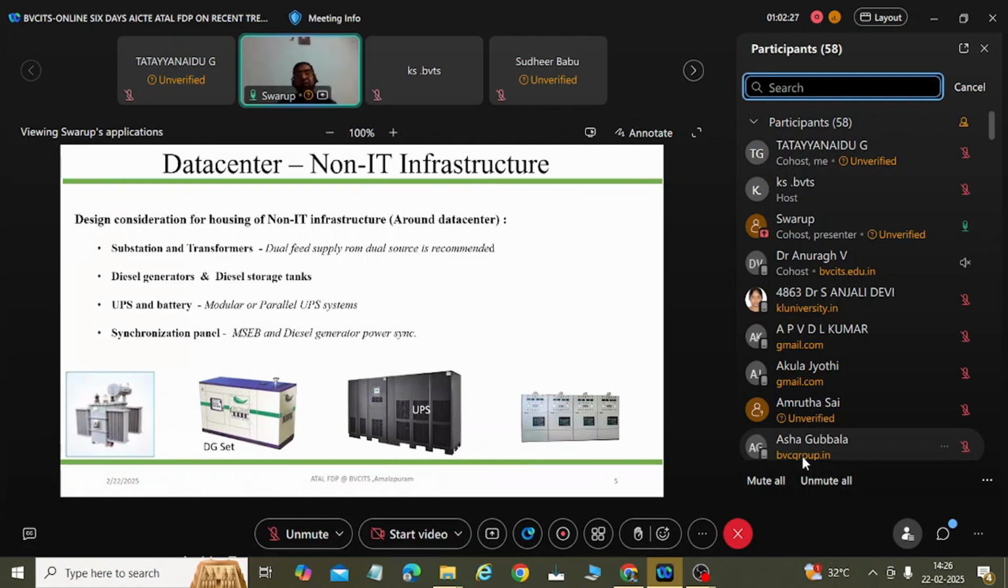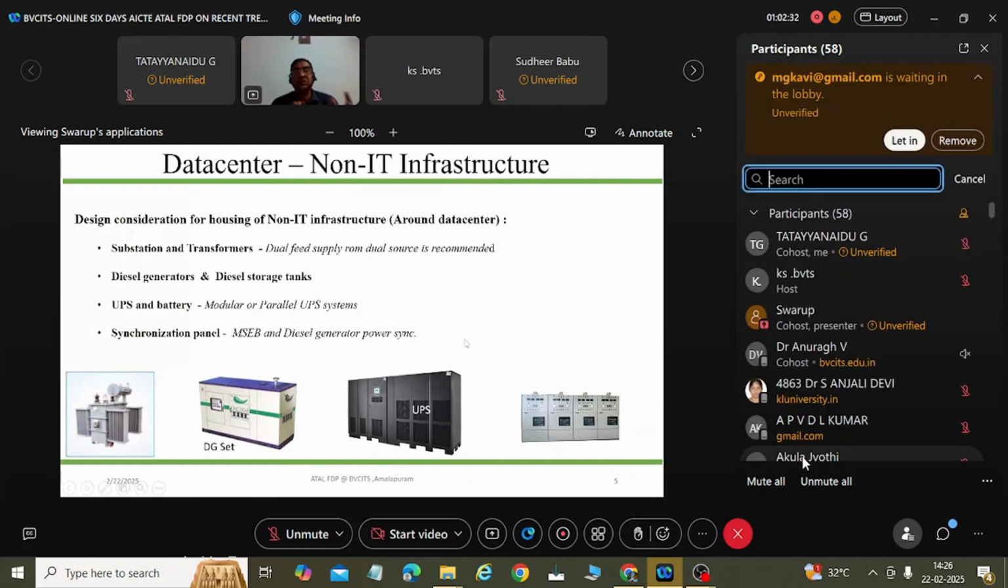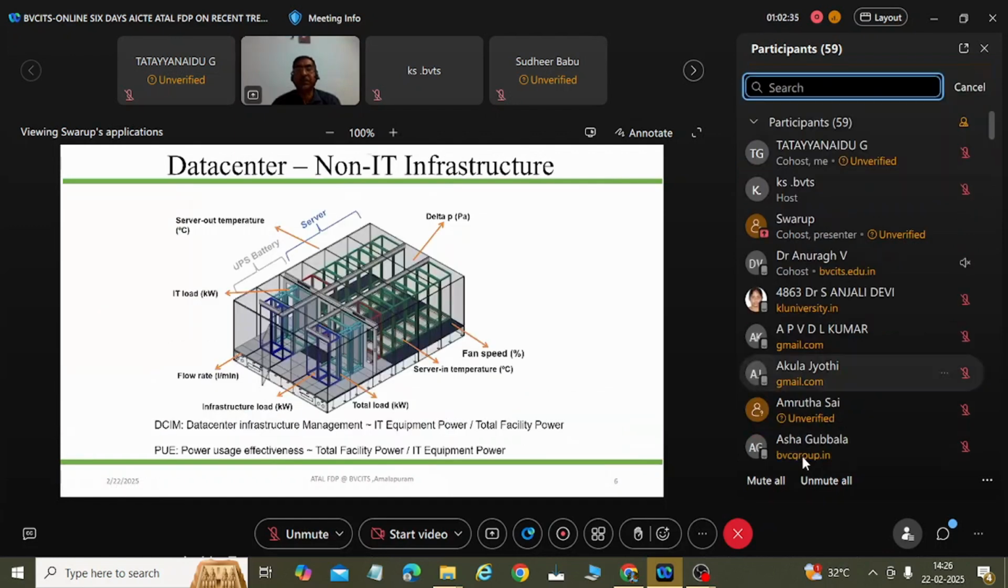Now coming to the overall look of how it appears in the non-IT infrastructure, this entire thing is the data center platform. What should I consider here? There are a lot of factors to be considered. One is the server outlet temperature, what inlet temperature I am giving, what outlet temperature, what fan speed the air is blowing at from the bottom if it is bottom level cooling, and what is the delta? What does the delta mean?